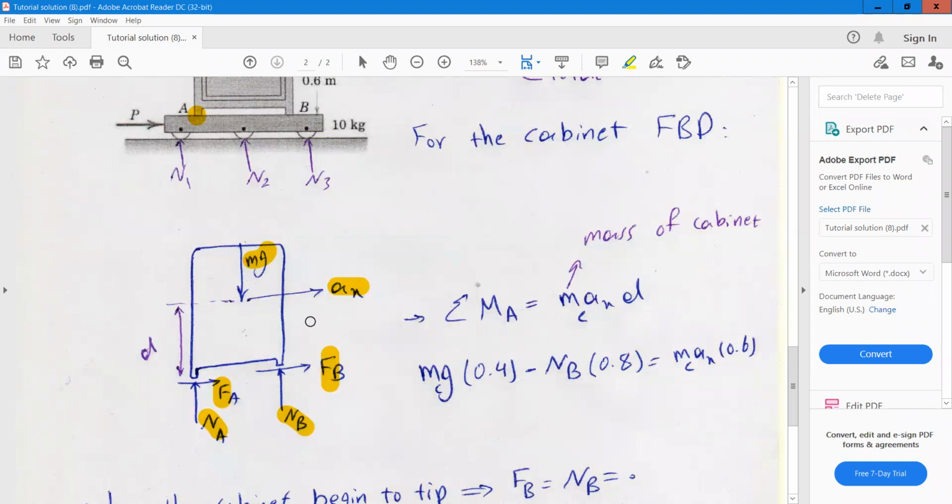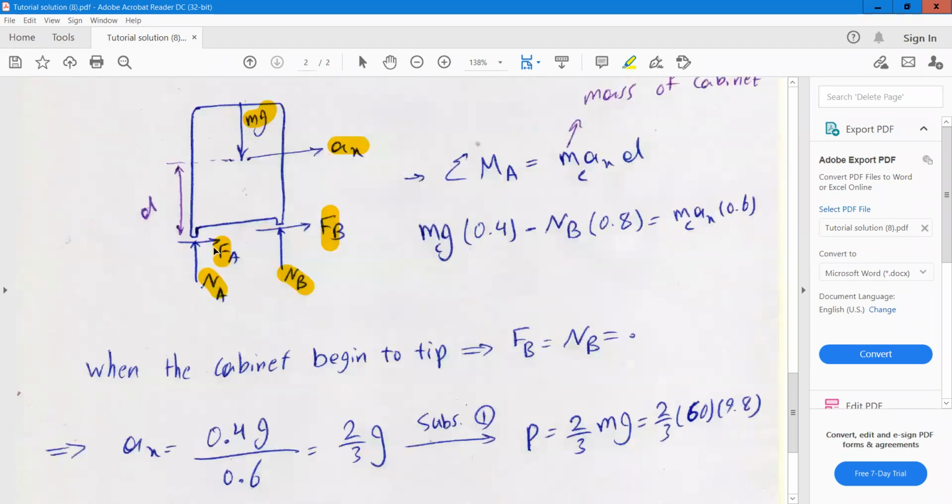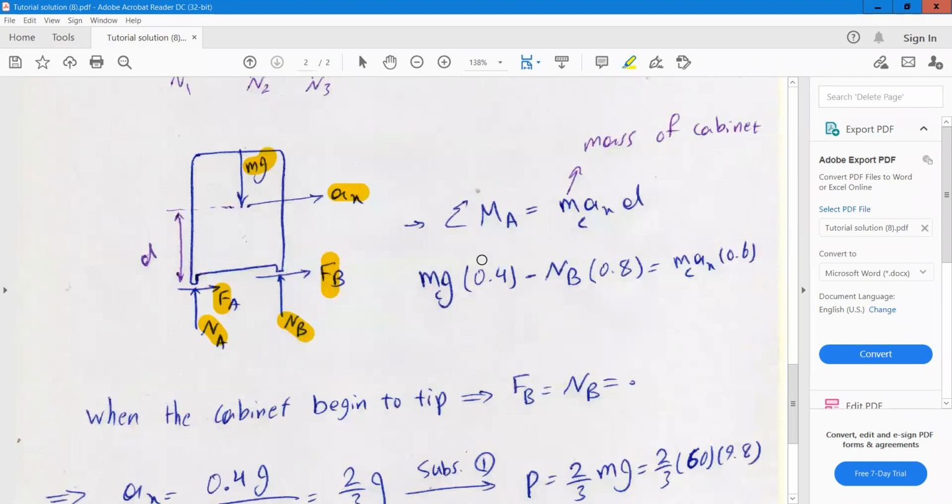Now you can write the force equation and moment equation to obtain the reaction forces and the acceleration a_x. If you write the moment equation about this point A, here you can see F_A and N_A, because both of them pass through this point, they don't have any moment about this point. If this cabinet was on the verge of tipping, it means that this connection will be detached and the reaction forces N_B and F_B will be equal to 0, as you can see here.